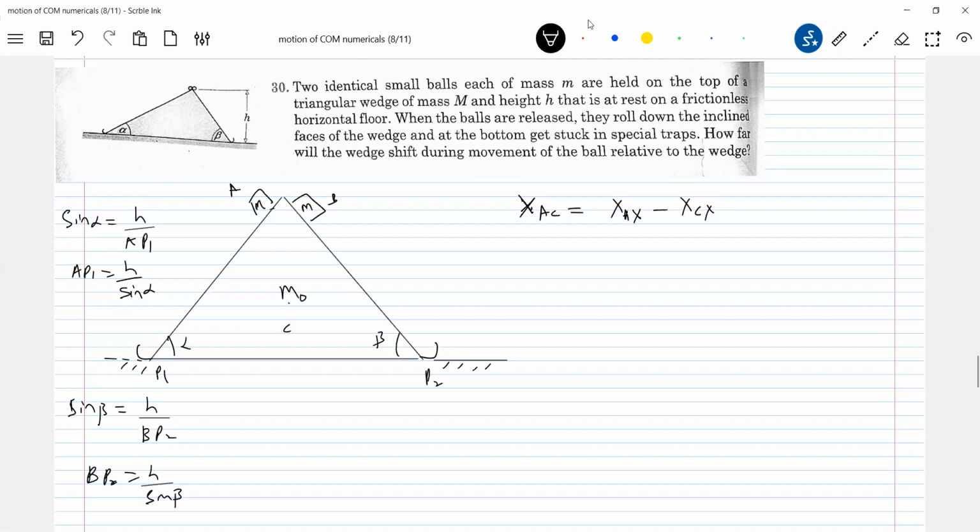So now what is XAC? You should write here. Along the incline, how much? AP1. AP1 cos alpha. And what is the direction? Towards left. So towards left, I'll take it positive. Then XAX. So this is the displacement of ball with respect to ground.